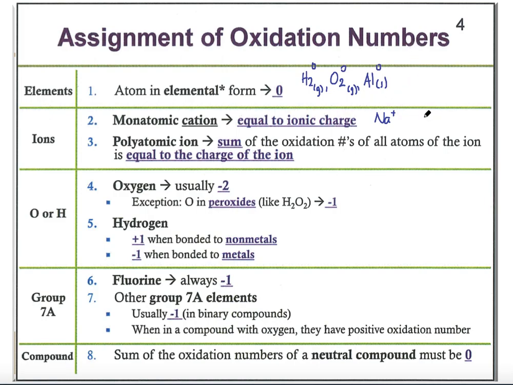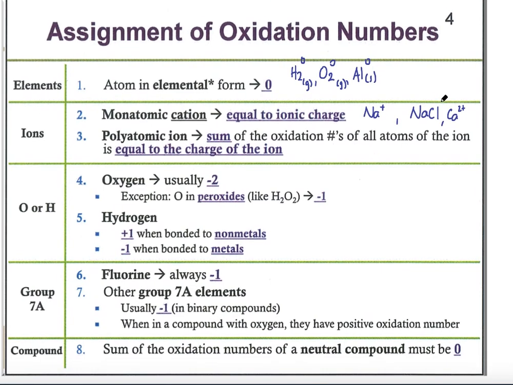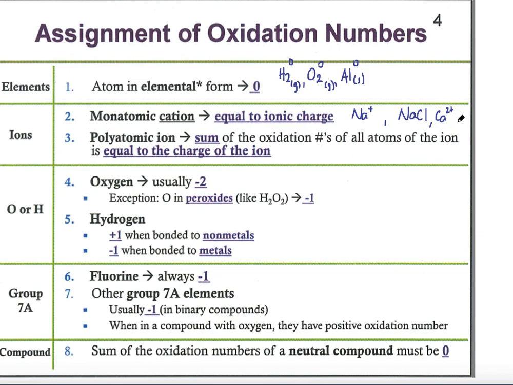Now, I'll go ahead and mention something. Let's say that I found sodium as part of a compound, NaCl. In that ionic compound, the sodium ion is still a monoatomic cation, so it would still have a charge of +1, and it would therefore still have an oxidation number of +1. Similarly, calcium could be either by itself as Ca2+, or it could be part of a compound, something like calcium chloride, CaCl2.